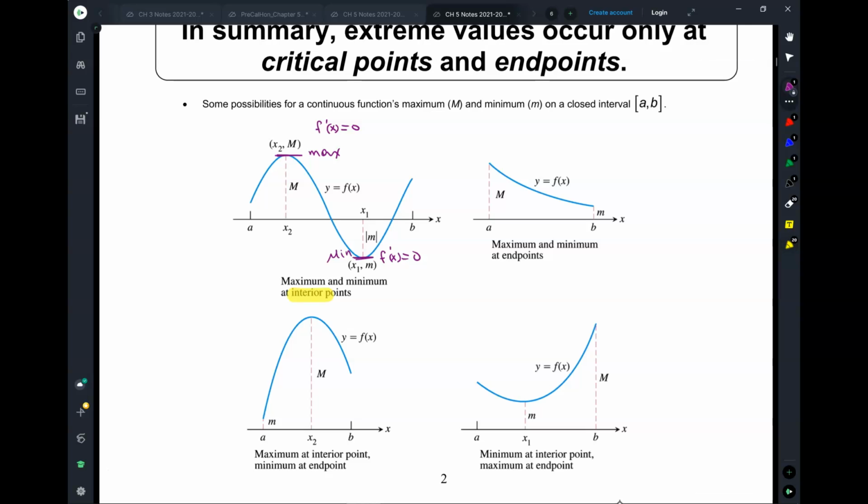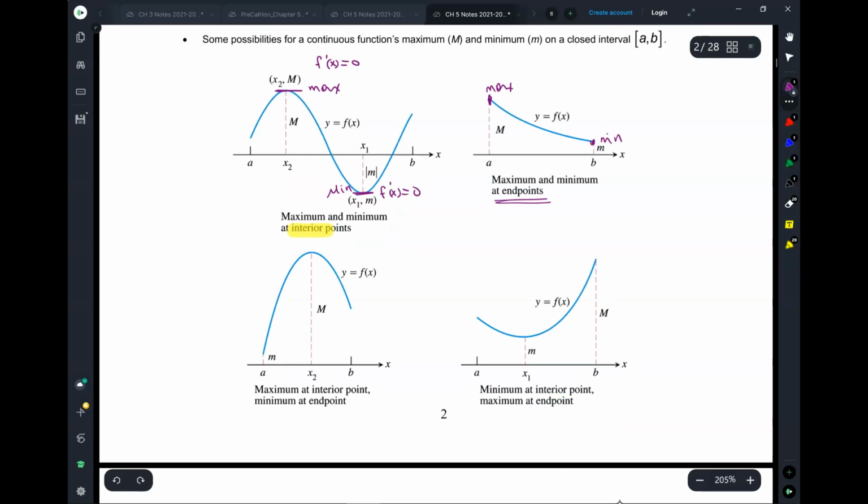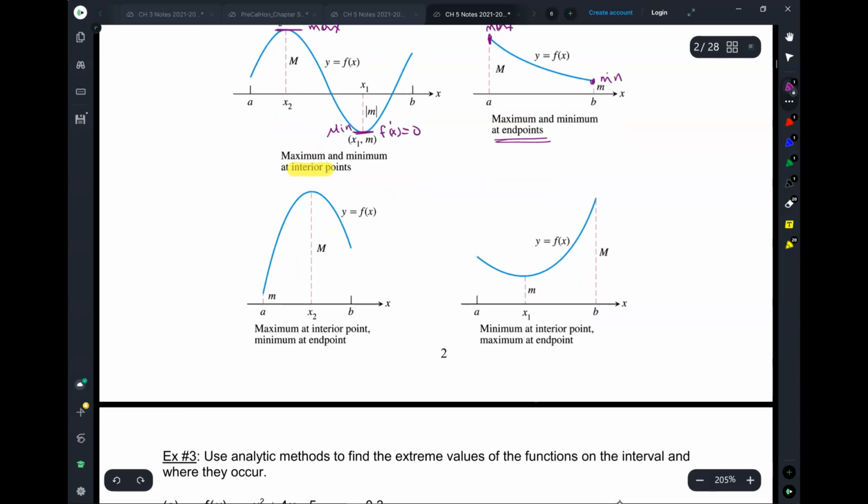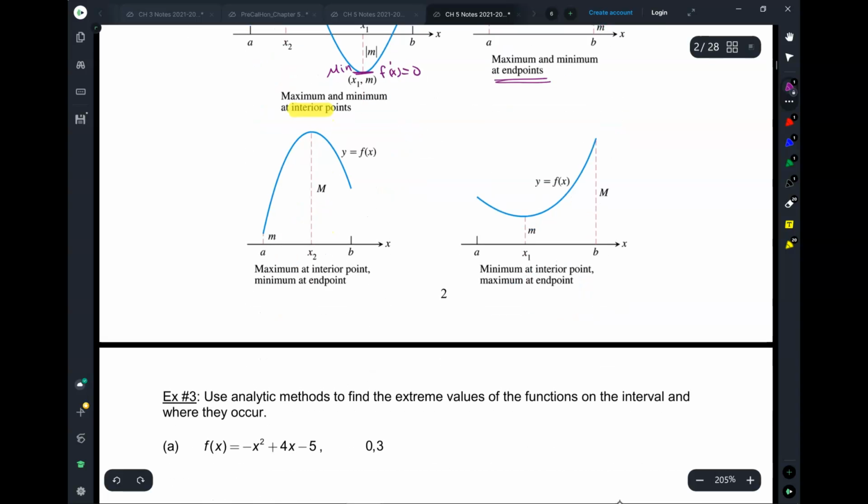Take a look at this next one. There is nowhere where the derivative is equal to 0. There are no horizontal tangents, but there is still an absolute max and there is still an absolute min. Because it's a closed interval, those happen at the endpoints. So f prime wouldn't have to equal 0 or not exist there. Right. Either at the critical points or at the endpoints.